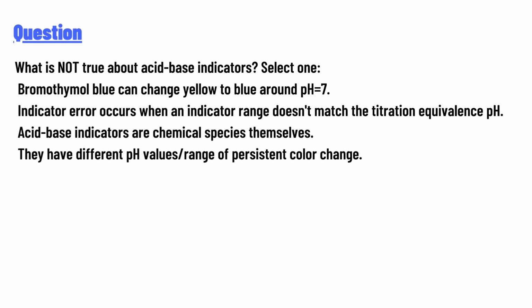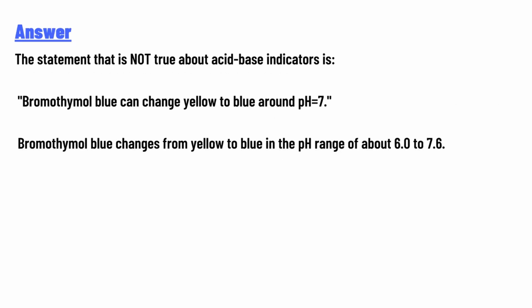They have different pH values, range, persistent color change, and the answer of the question is the statement that is not true about acid base indicator is bromothymol blue can change yellow to blue around pH 7. Bromothymol blue changes from yellow to blue in the pH range of about 6.0 to 7.6.